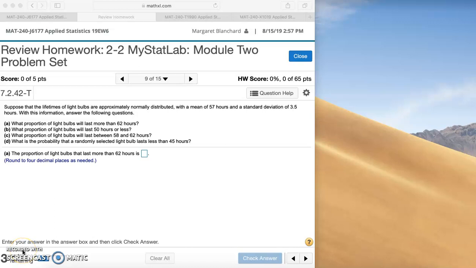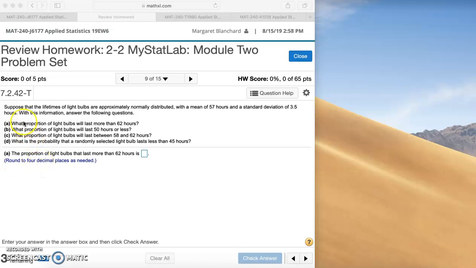Module 2, problem number 9. Suppose that the lifetimes of light bulbs are approximately normally distributed with a mean of 57 hours and a standard deviation of 3.5 hours. With this information, answer the following questions. First, there's two solutions. There's one that goes through it manually and using the table. This is how to use StatCrunch. So on this one, we're all going to be using StatCrunch.